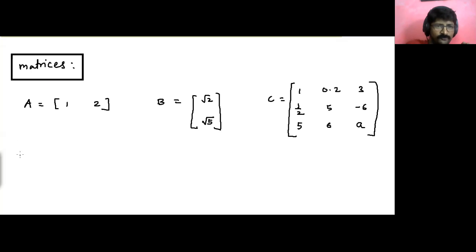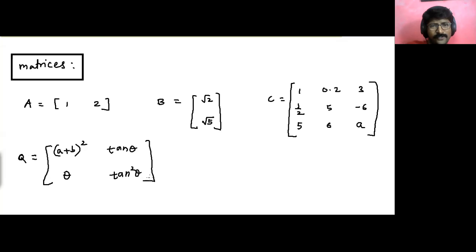I'll take another example of a matrix. Matrix Q is, I'm just taking some random example: A plus B the whole square, tan theta, say any variable theta, and then it can be tan square theta. Anything can be there. Are you getting it? So matrix means some function or some numbers or some type of number arranged in the rows and in the column manner. I hope you understood what is matrices.